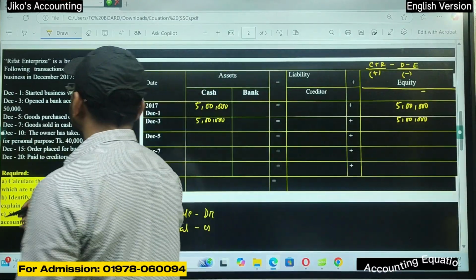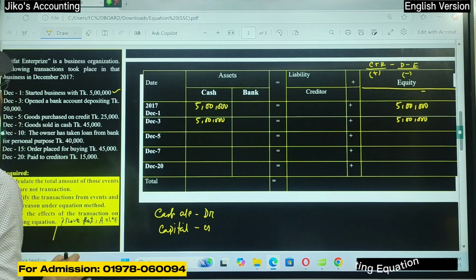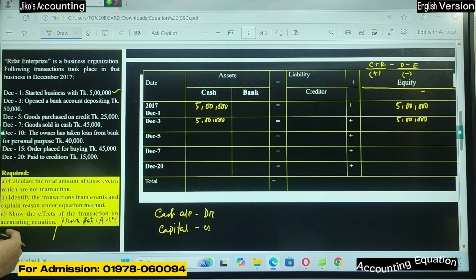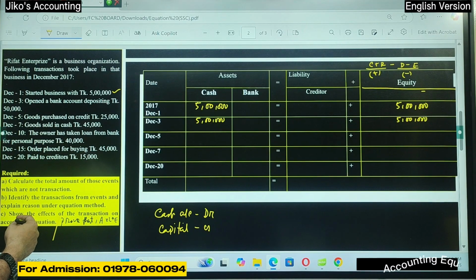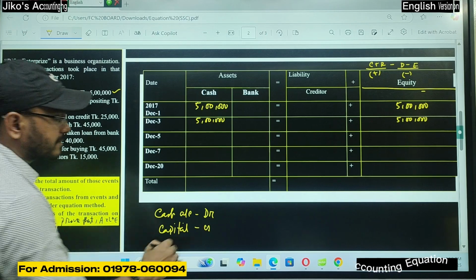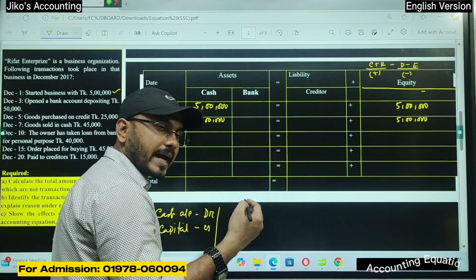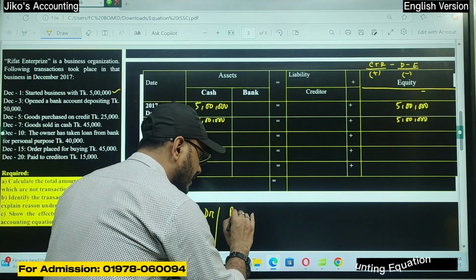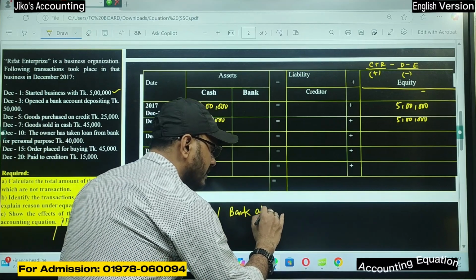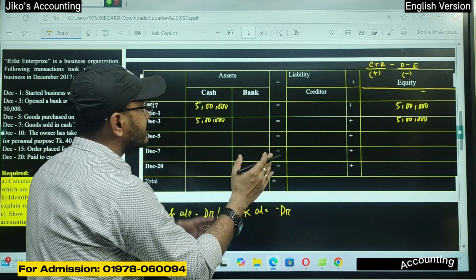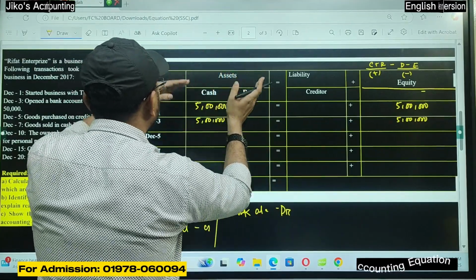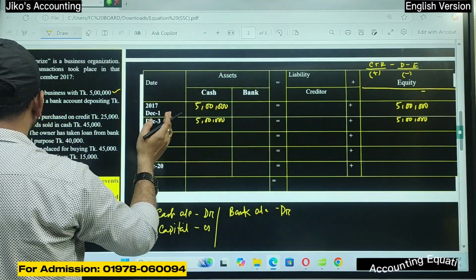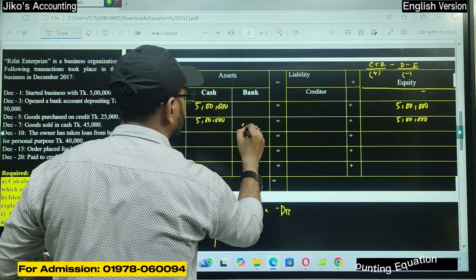What have we been told on December 3? Open a bank account depositing taka 50,000. That means if we deposit to the bank, what about my bank situation? Bank account debit. That indicates that my bank account has increased. What is the amount? Bank account has increased by 50,000. Write down here 50,000.